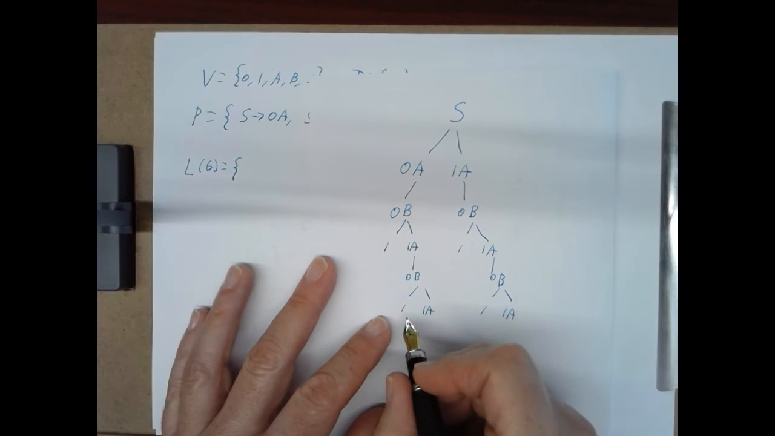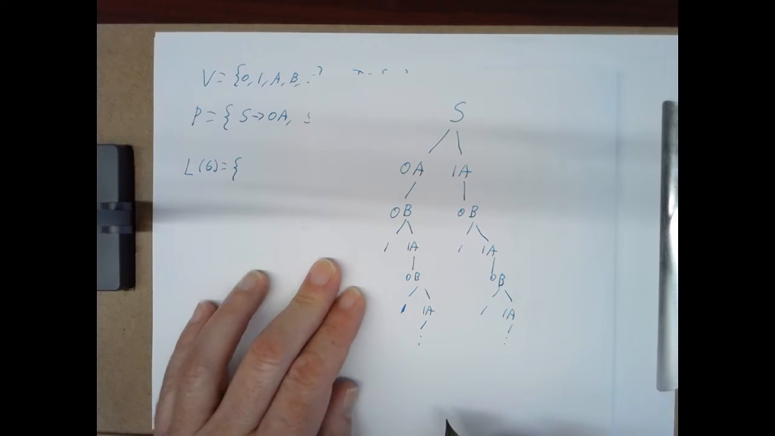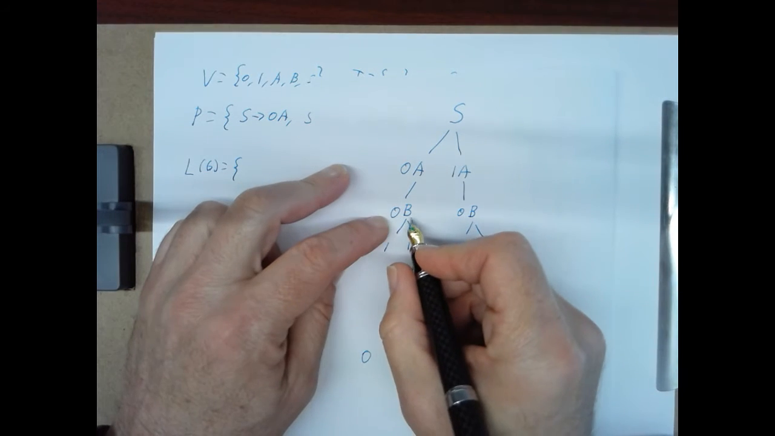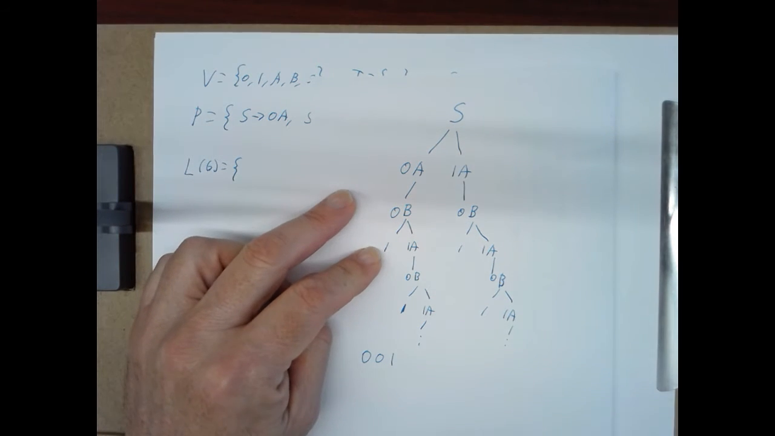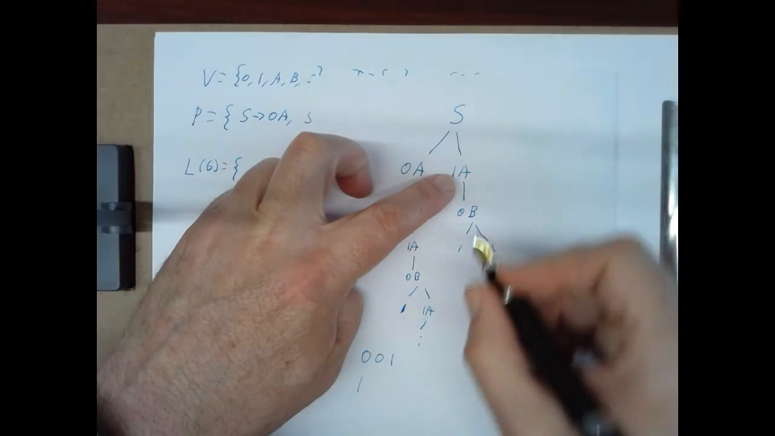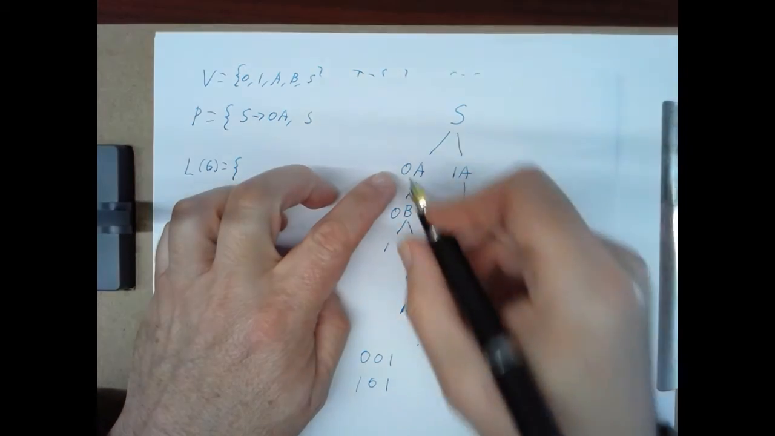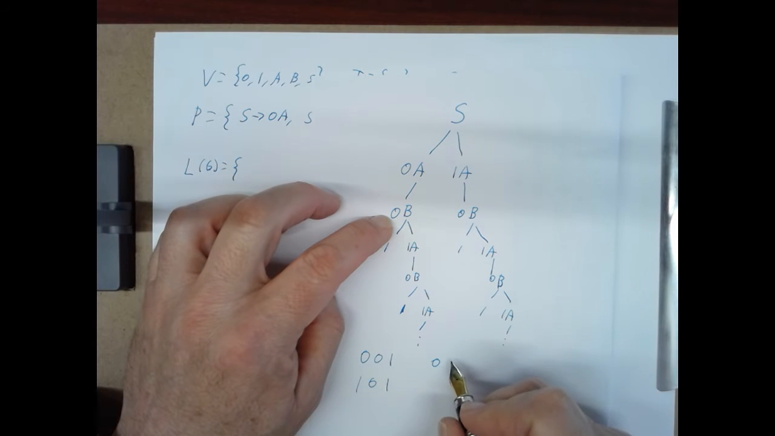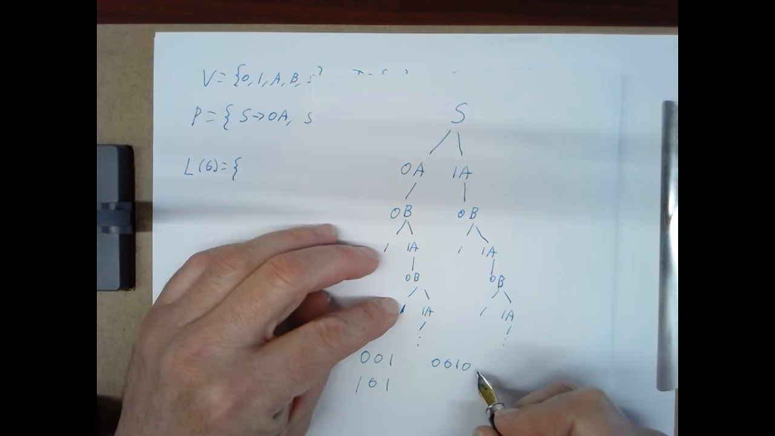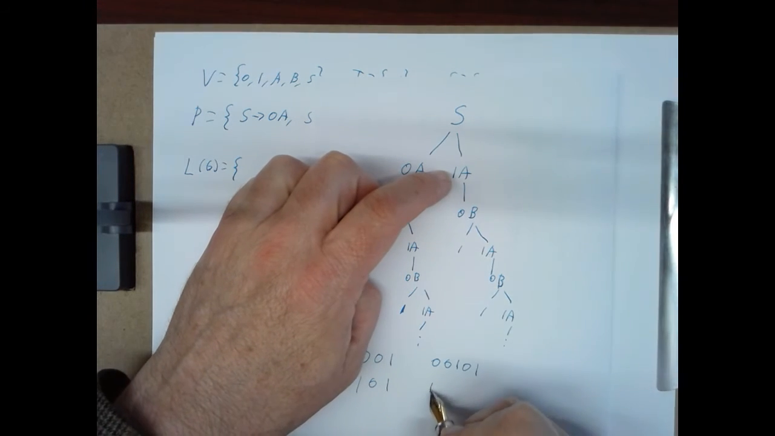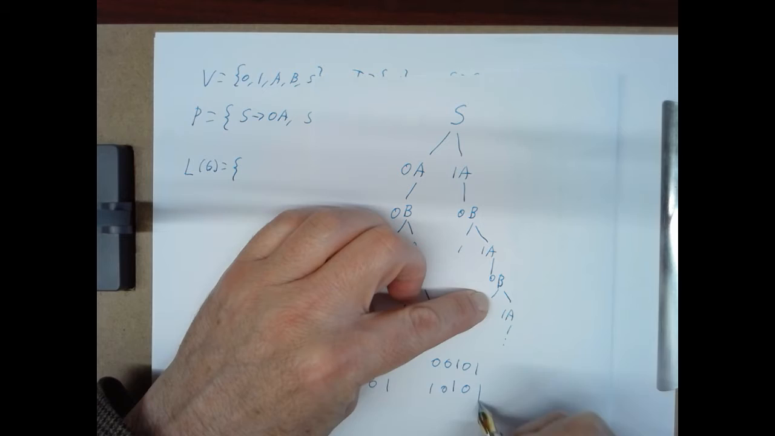But let's look at some of these cases where this tree terminates, where it has a leaf, right? Because this can keep going. So it could be a 0 followed by an A, which is a 0, followed by a B, which is a 1. Or it could be a 1 followed by an A, which is a 0, followed by a B, which is a 1. Or it could be a 0 followed by a 0, followed by a B, which might be a 1, followed by a 0, followed by a 1. Or it might be a 1 followed by a 0, followed by a 1, followed by a 0, followed by a 1.